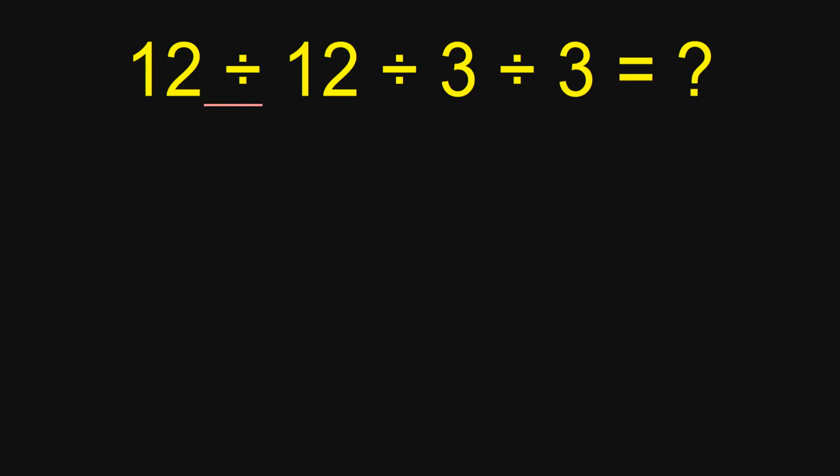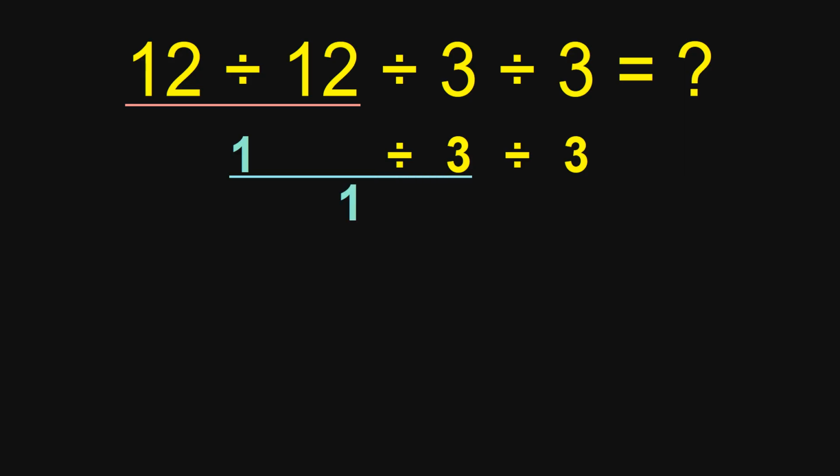First we do this division. We have 12 divided by 12 gives us 1. And our problem became 1 divided by 3 divided by 3. And we have to work from left to right. 1 divided by 3, and this can be written as 1 over 3 divided by 3.